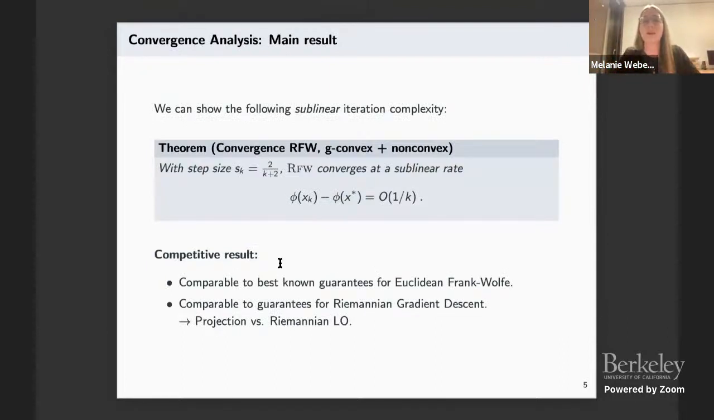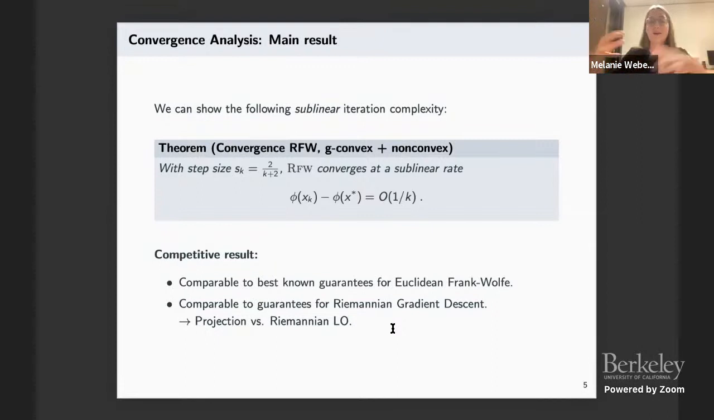recovers similar convergence guarantees to what we have for its Euclidean counterpart. So in particular, if our objective function is geodesically convex, so that's convexity in the Riemannian setting, then we get a global sublinear convergence rate. As I said, that is exactly the same complexity as what we get for the Euclidean Frank-Wolfe algorithm, and that's also comparable to what a Riemannian gradient descent would achieve.